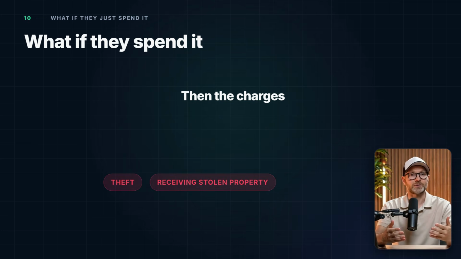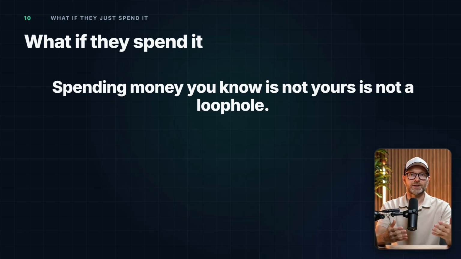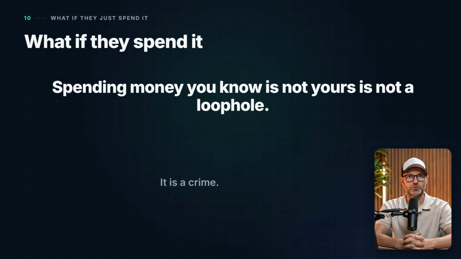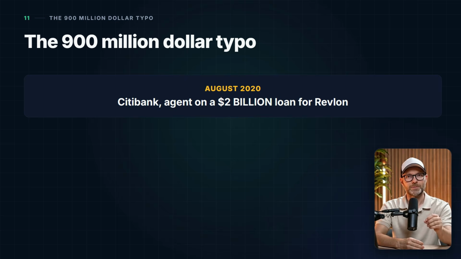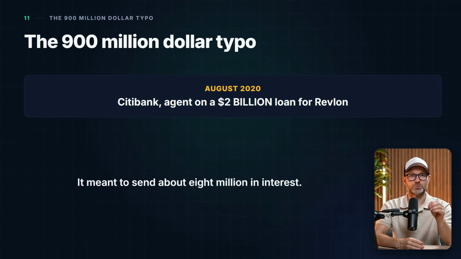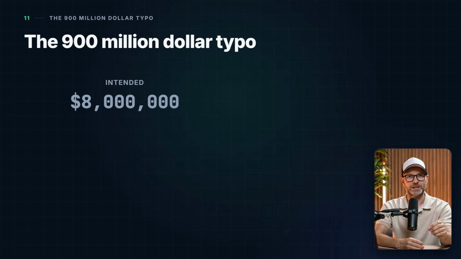So if you are ever on the receiving end, the rule is simple. Tell your bank, do not touch it, get it in writing. Spending money you know is not yours is not a loophole. It is a crime. You might be thinking this is a problem for people like us, not for institutions with real systems. This next one is my favorite because it is the largest version of your typo that has ever existed.